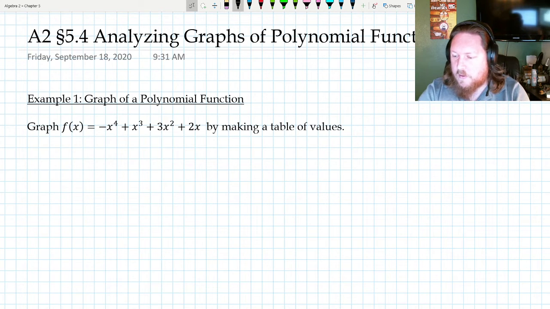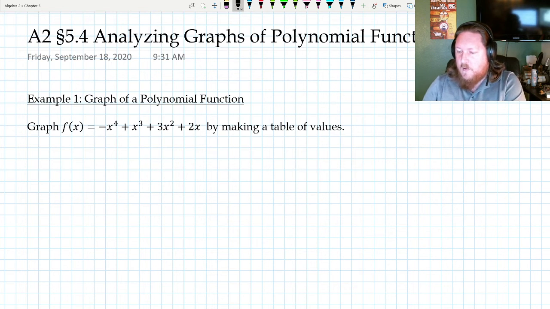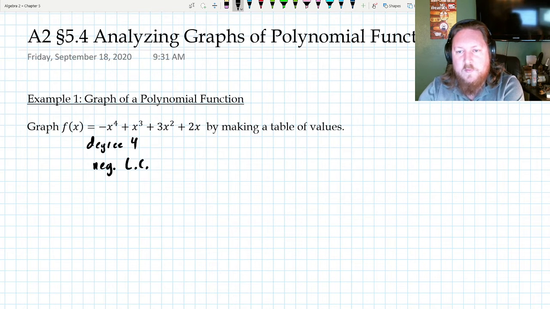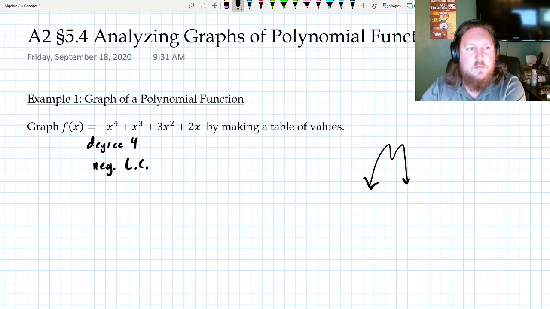So let's take a look at example 1 here. We're going to graph this polynomial function. First, I notice that it's degree 4, and it's got a negative leading coefficient. So with a degree 4 negative leading coefficient, I know it's going to look something like this. I just don't know how many swoops it's got, and I don't know where it's positioned in relation to the x-axis. But I know it's going to look something like that.